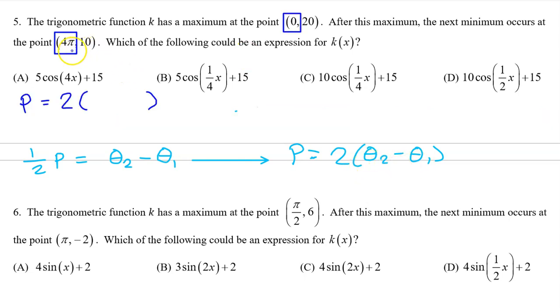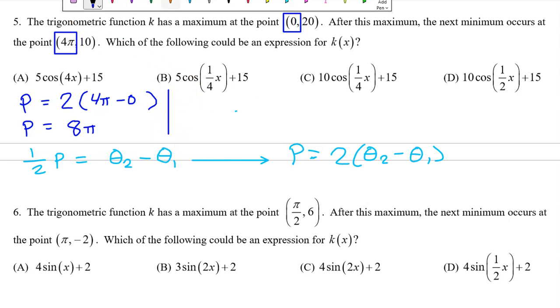In this case, the input values for consecutive max and min are 0 and 4 pi. So the period will be twice the distance between these two. So 2 times 4 pi minus 0. Obviously the 0 is not doing anything, so we have a period of 2 times 4 pi, which is 8 pi. We can use this to find the b value.